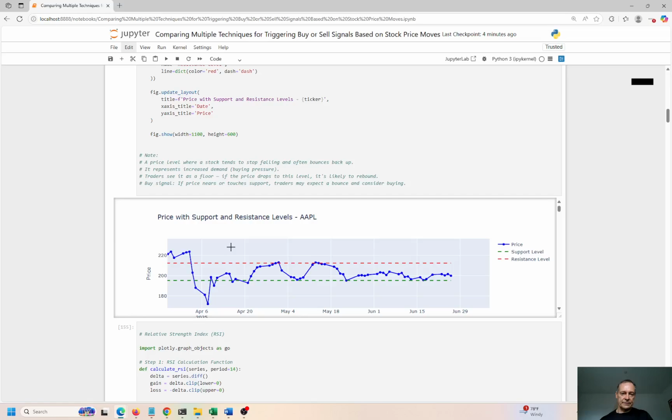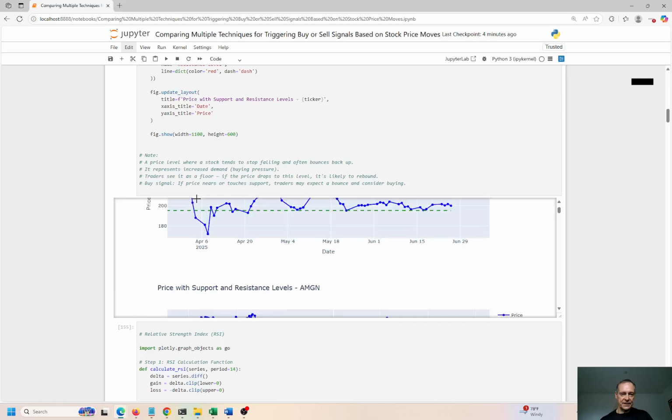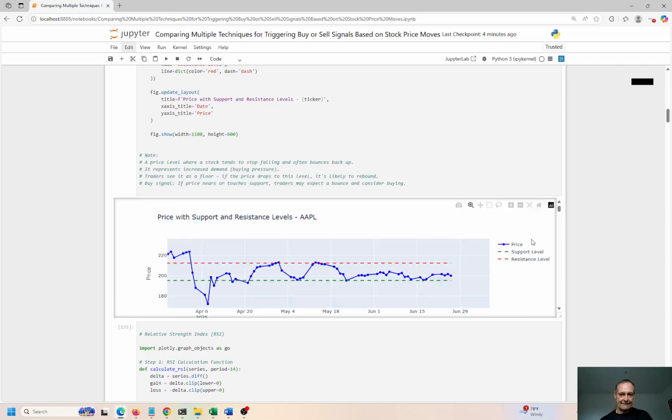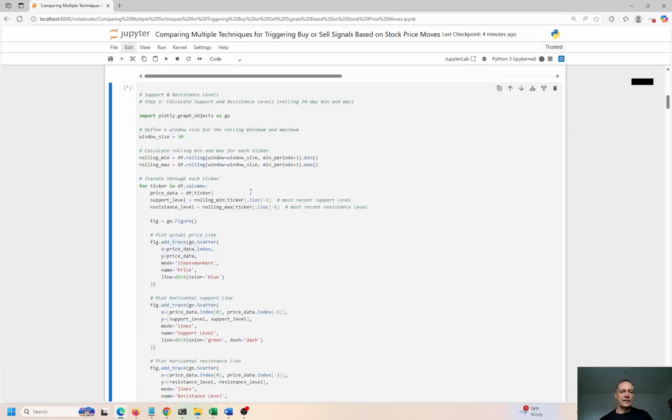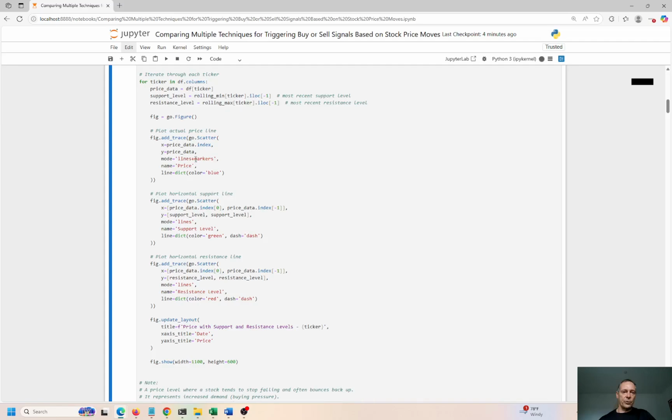So if I go out a little bit, why is it not refreshing my graph? I think it's just too much stuff here. Okay, it's got it. Yeah, or did it? Let me just refresh the thing just to make sure. Okay, so we're looking at support and resistance levels.